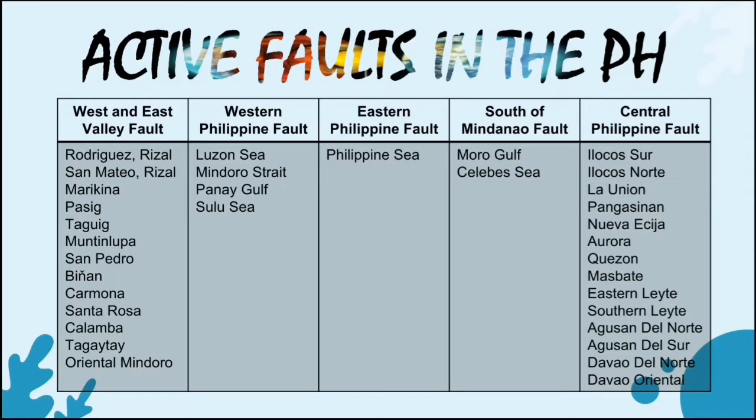So Marikina Valley Fault is known as one of the faults that has produced one of the most destructive earthquakes ever recorded in Philippine history. So take note, Marikina Valley Fault is now known as West and East Valley Fault.